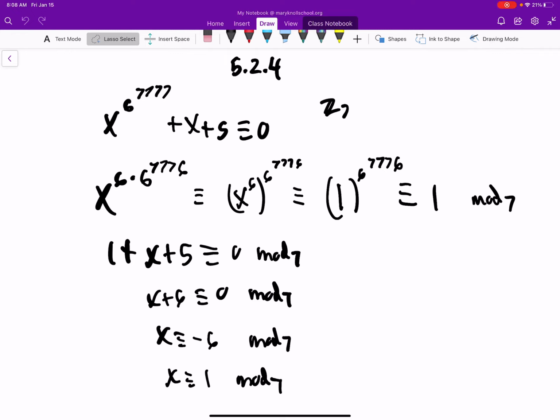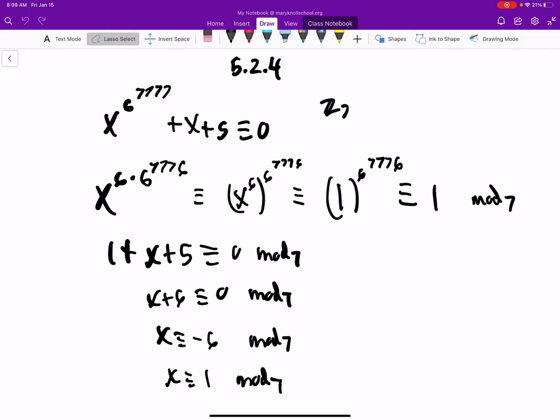Okay, we're looking at 5.2.4. We're going to use the corollary to Fermat's little theorem, which is on page 87, and it says that A cannot be 0 mod P. So in the book, I believe there's a typo. It should say A cannot be 0 mod P. Then A to the P minus 1 is equivalent to 1 mod P.